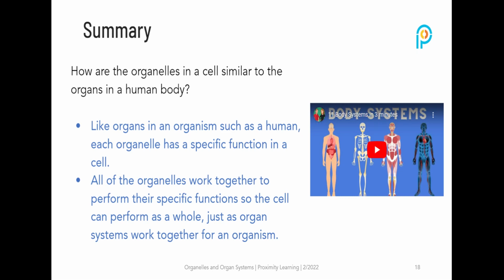So in summary, how are the organelles in a cell similar to the organs in a human body? Well, like organs in an organism such as us, each organelle has a specific function in a cell. It does something specific to where it is. All of the organelles work together to perform their specific function so that the cell can perform as a whole, just as organ systems work together for an organism. And here's a short summary video.